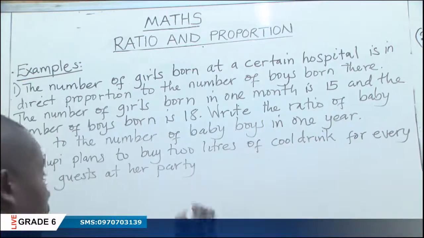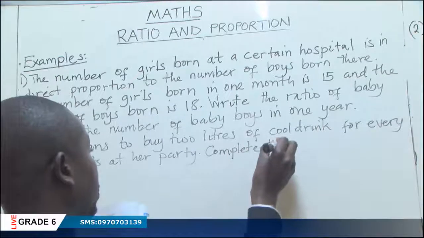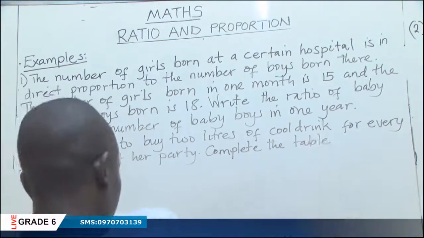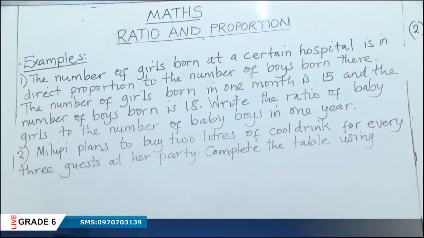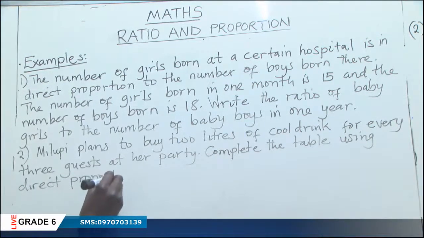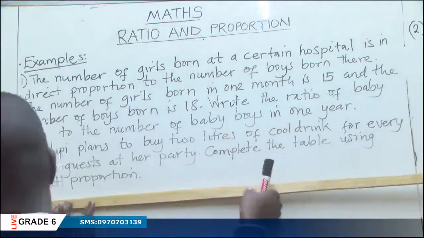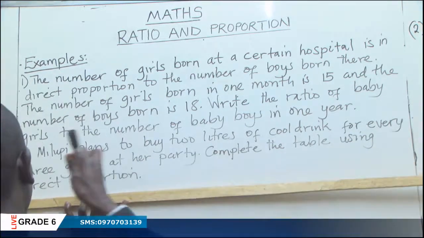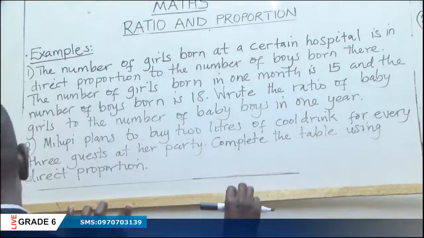Complete the table using direct proportion. All right, so let me draw the table. Okay, so the table, boys and girls, is this one.